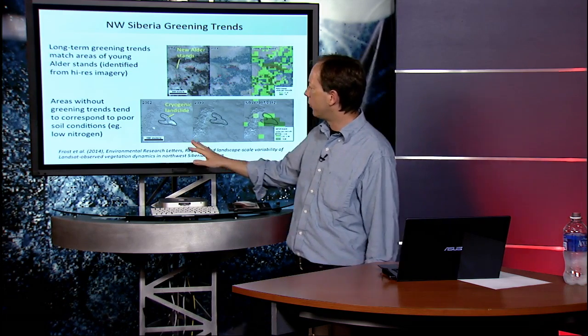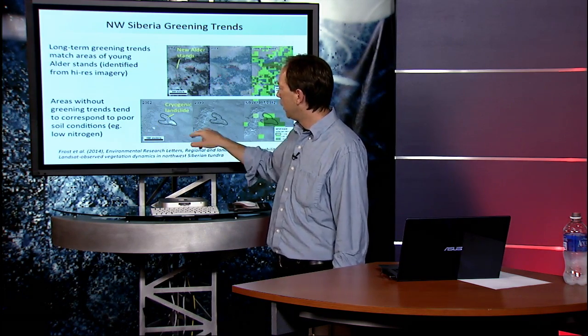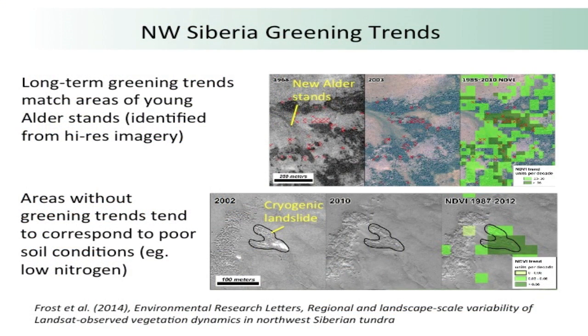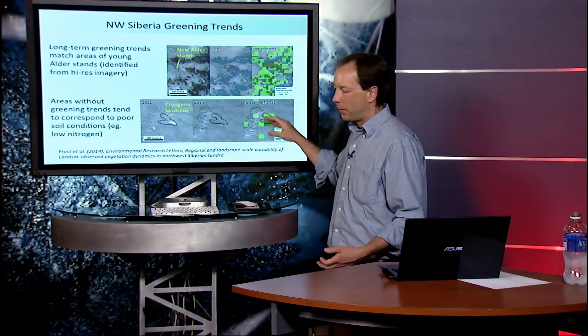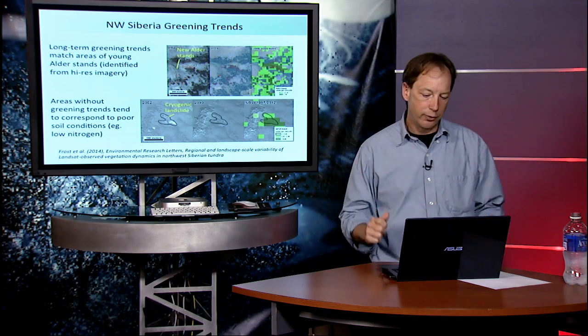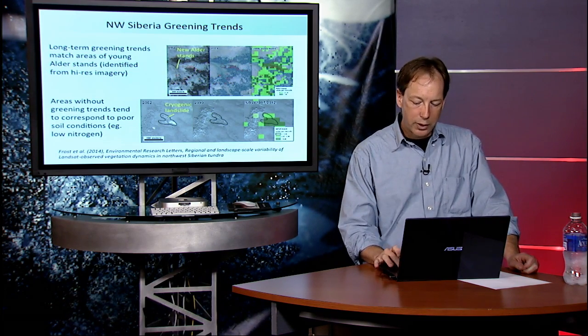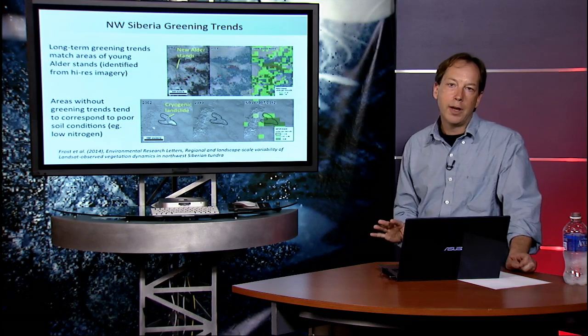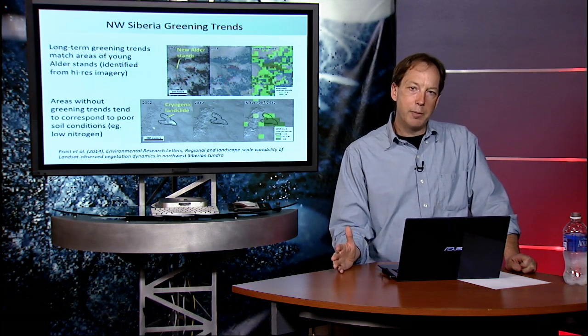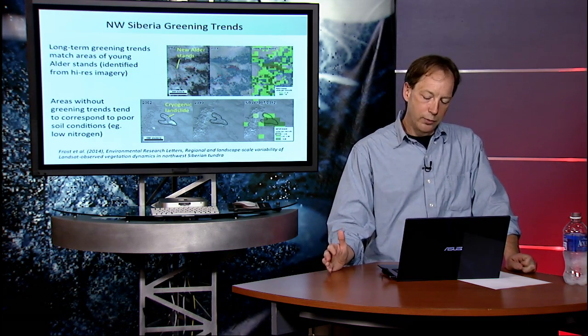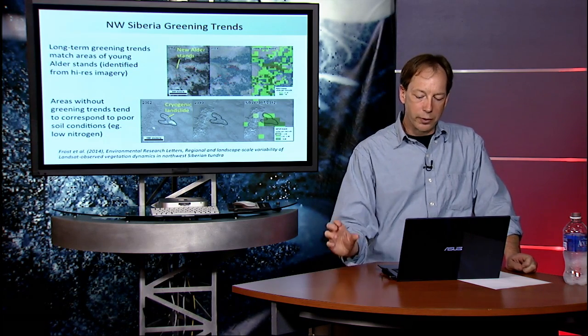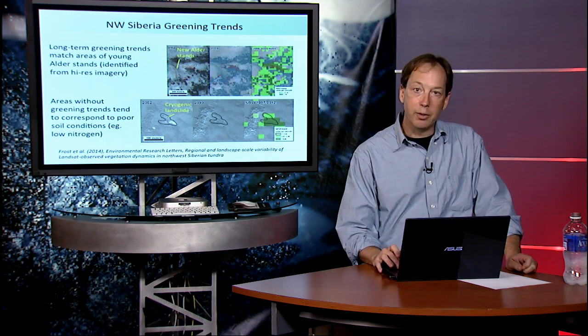And they also saw a bunch of areas where there weren't obvious greening trends, except where there was disturbance. And so their explanation here is that basically these are very poor soils, they're low in nitrogen again. You have a landslide, for example, that exposes new organic material, and then suddenly the alder takes advantage of that environment. So kind of a really nice example of how small-scale heterogeneity makes a big difference and really controls the micro scale of how biomes change through time.